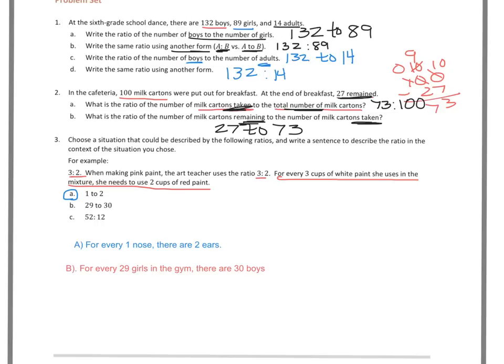And what I'm making sure when I do that statement is that 29 comes first and 30 comes second, because that's what I have here in my ratio. So order does matter. Now for C, I'll leave that one to you to do 52 to 12, and do your for every statement or your sentence for it, and just make sure your order is correct with the 52 coming first and the 12 coming second.